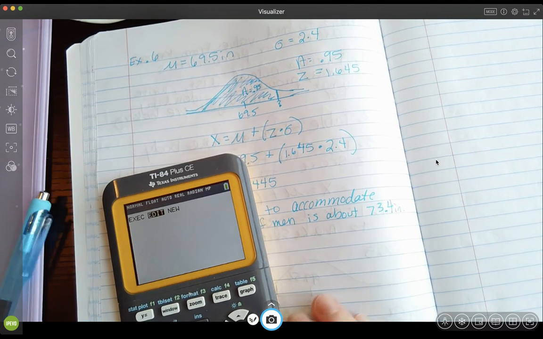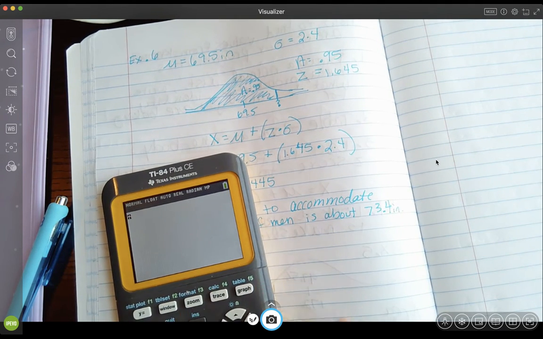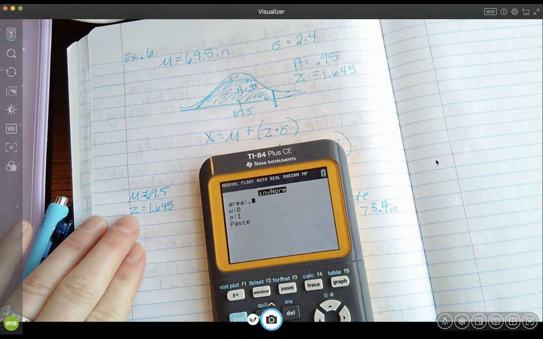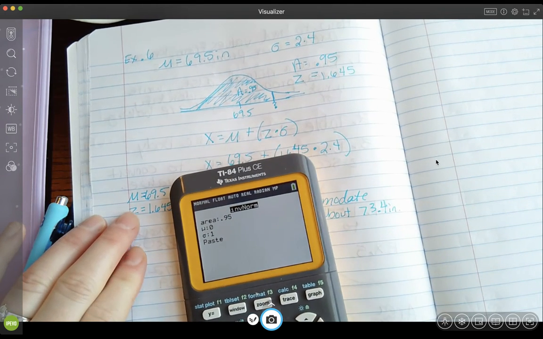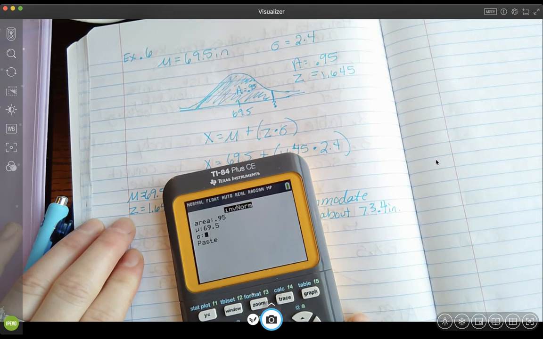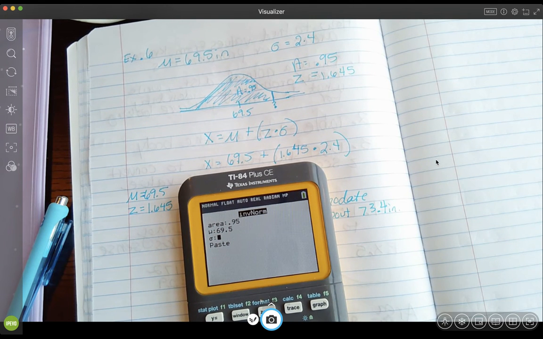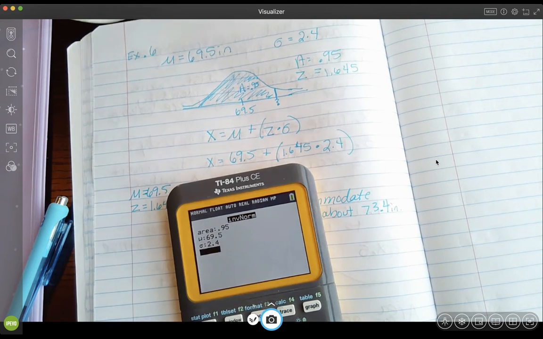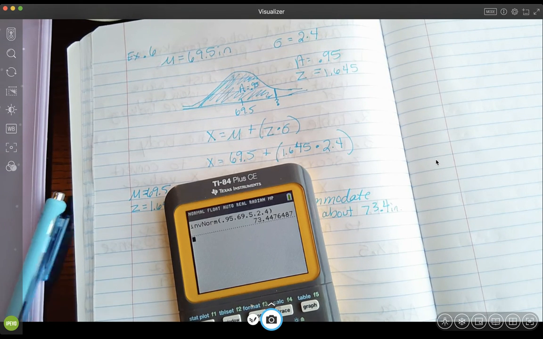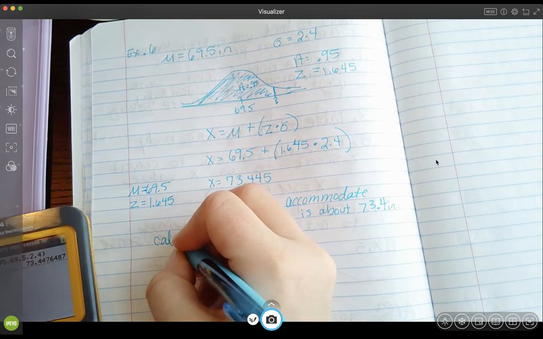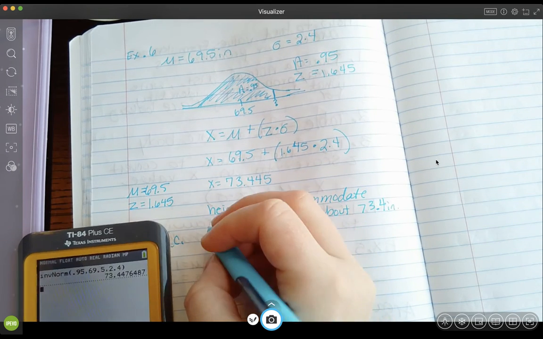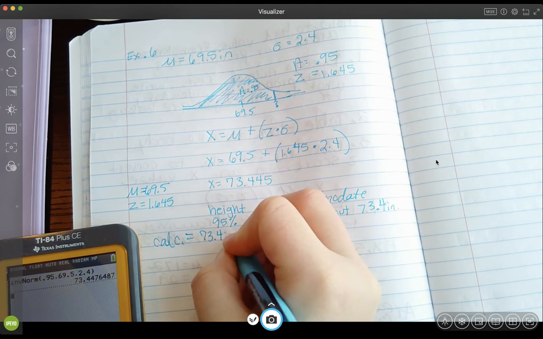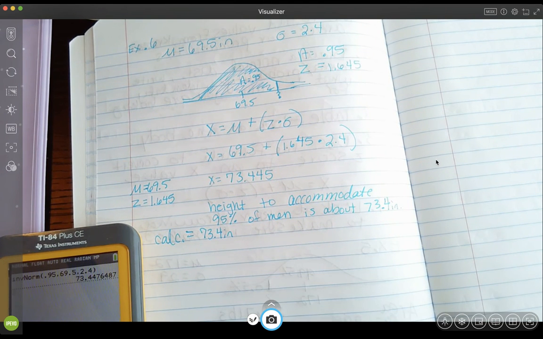Okay, so quit, clear. So bars, inverse norm, area is 0.95, mu is 69.5. Then our standard deviation is 2.4. So using the calculator, we got 73.4 also. So no matter which way you do it, you get the same.